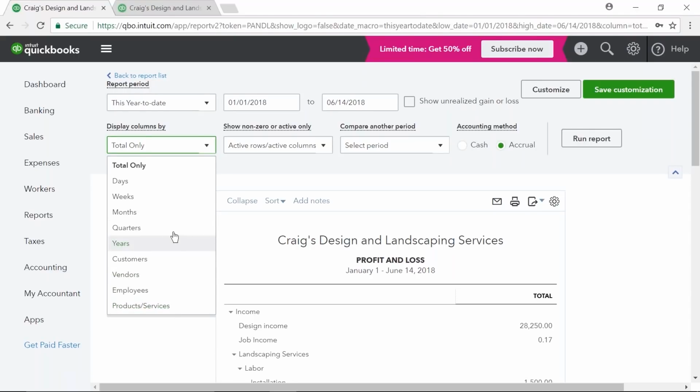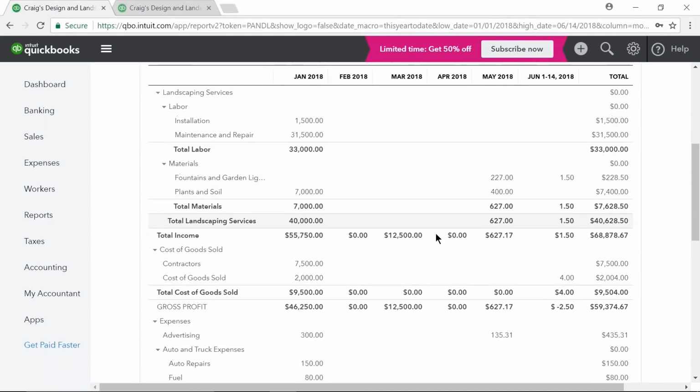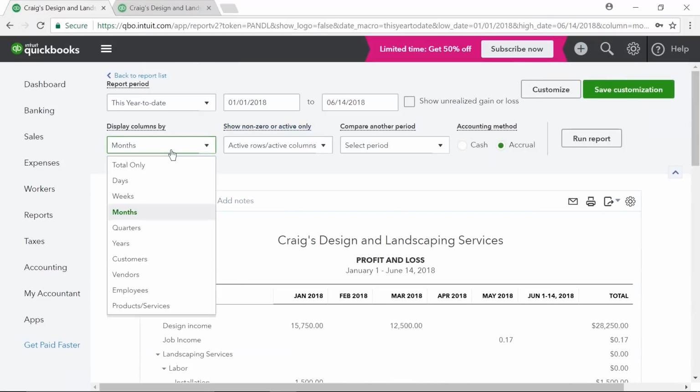So for here, if I choose months, for instance, and then choose Run Report, now we're going to see our profit and loss report broken down by month: January, February, March, April, May, and then the total. And then you also see a total for each one of those individual months down at the very bottom. So it's a great way for you to break it up. And the different ways that you can look at your profit and loss report in terms of these columns is really only limited by your imagination.